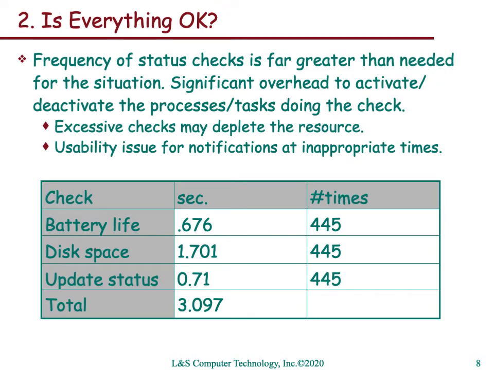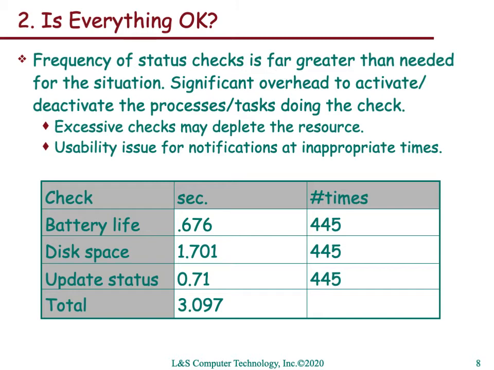The second CPS antipattern, Is Everything Okay, refers to processes that check the status of the platform and/or the system state and issue warnings of problems. It's a problem when there is significant overhead to dispatch the processes doing the check. And also note that the platform checks themselves may deplete the resource, and warnings that occur at inappropriate times affect usability.